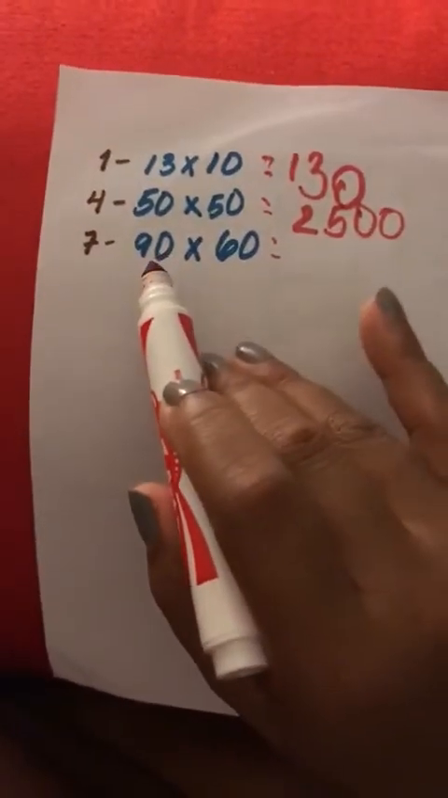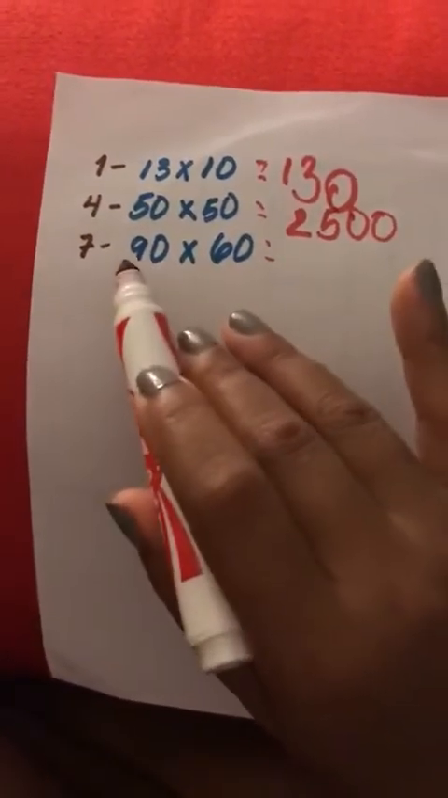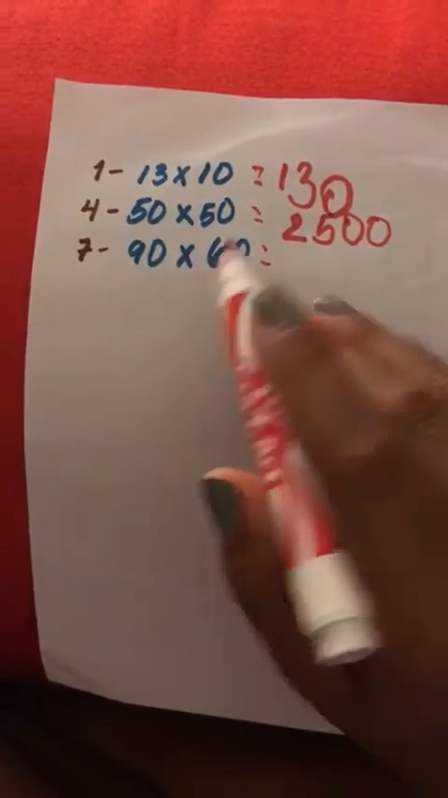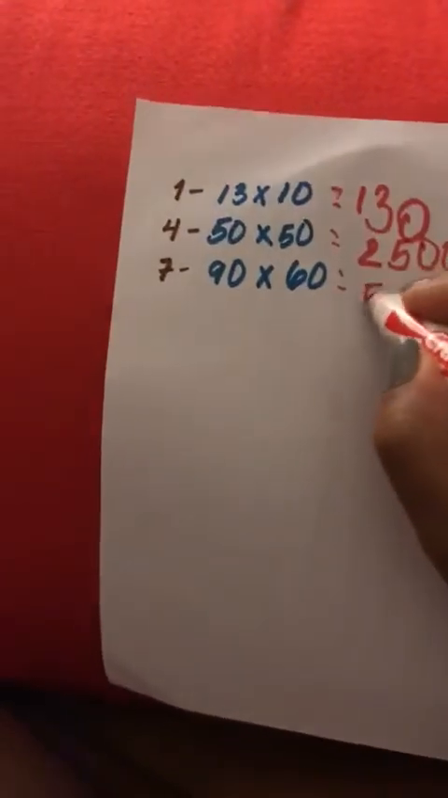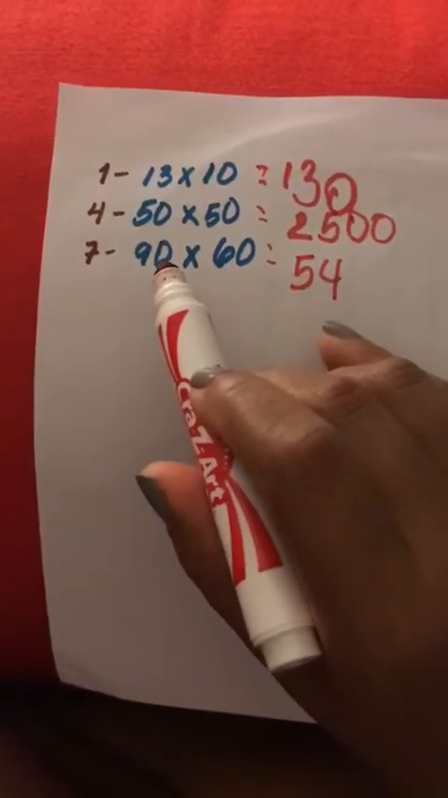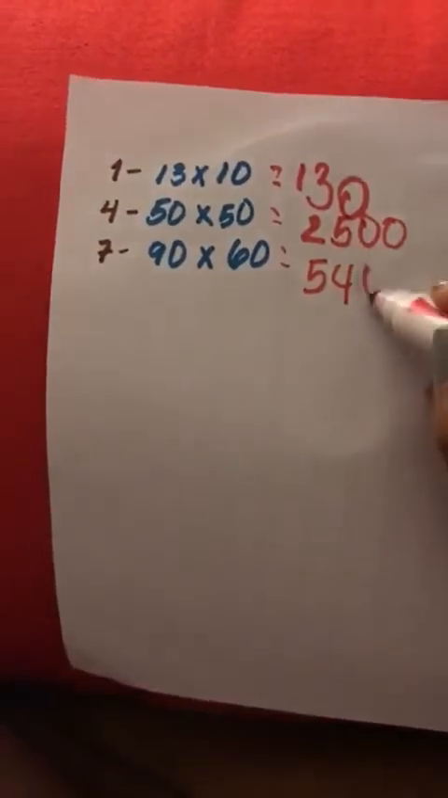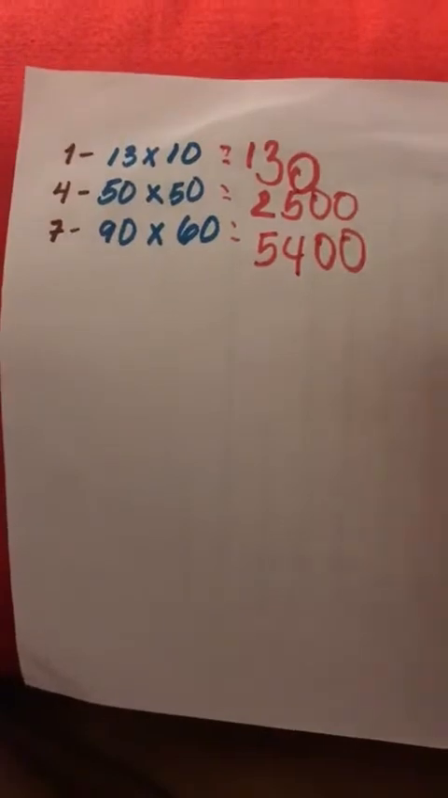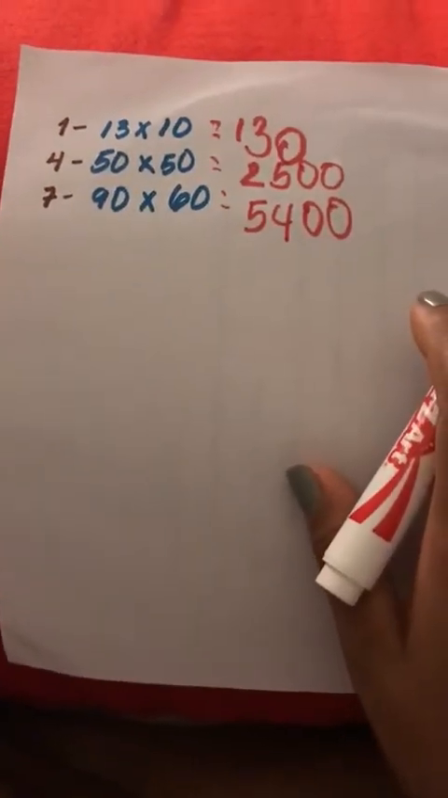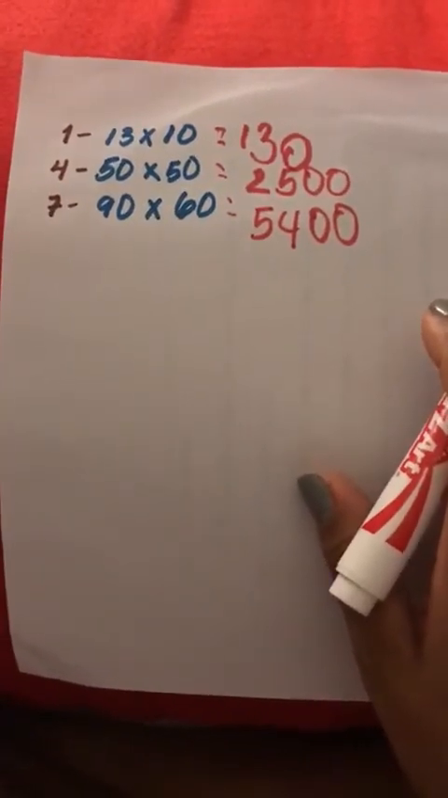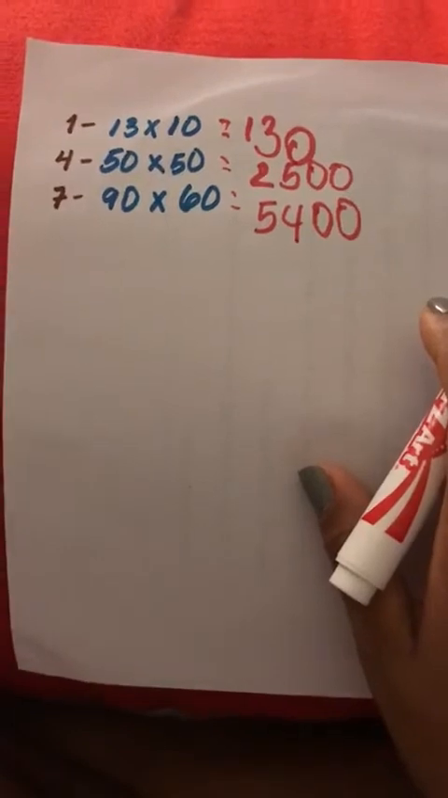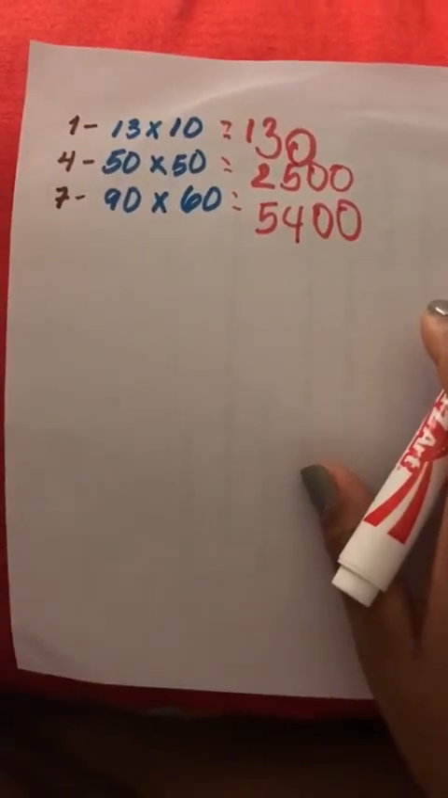Then I have 90 by 60, but I'm going to say 9 by 6, which is 54. And then count the zeros, 1 and 2. Remember, guys, to know this, you need to know the multiplication table. That's why it's so important to practice every single day, okay?